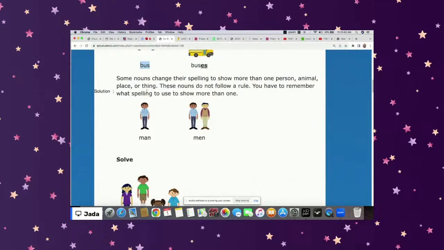So these nouns do not follow a rule. You have to remember what spelling to use to show more than one. So you have to be the one to remember the spelling. Okay, just like when we have man, we have men. Now you see that the spelling for man and men is different. Man shows one, and men shows more than one. So this is what we're talking about, irregular plural. They do not follow the rule, they have their own spelling. So you have to be the one to remember the spelling. Just like man and men, this shows irregular.